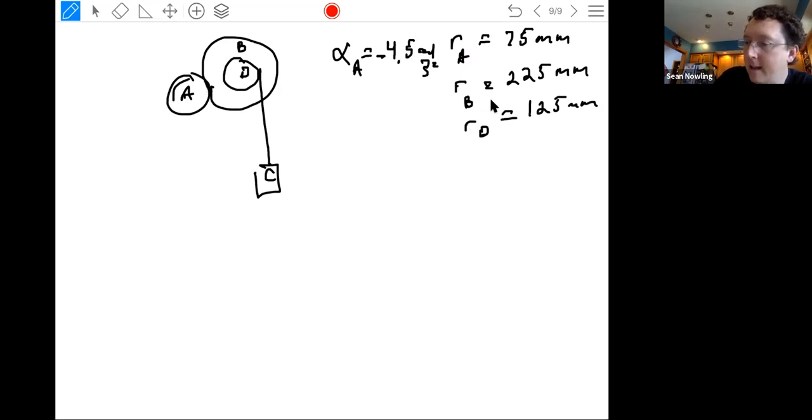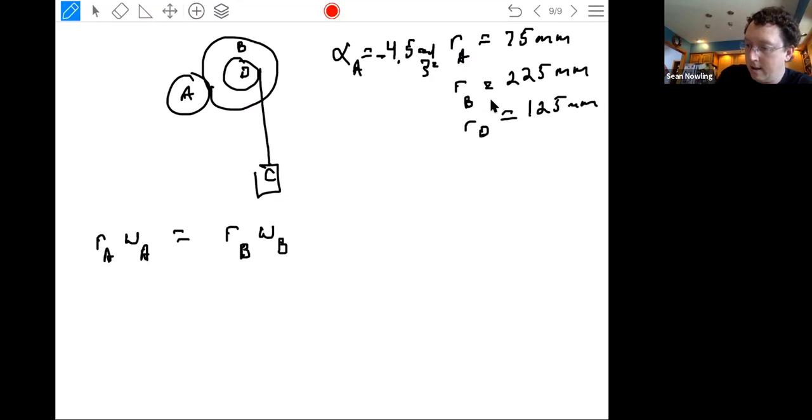is the same as it is for B, that tells me, in order for that to be true, I know that RA times omega A must equal RB times omega B. That just ensures that the distances traveled are the same.